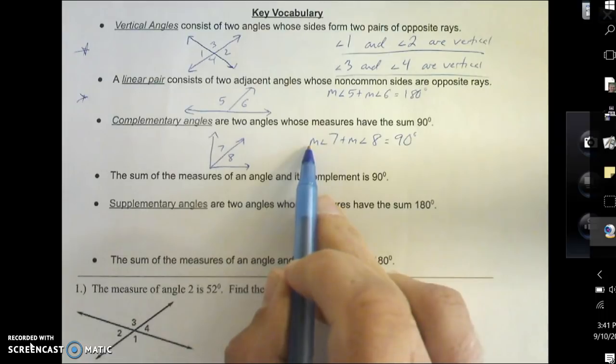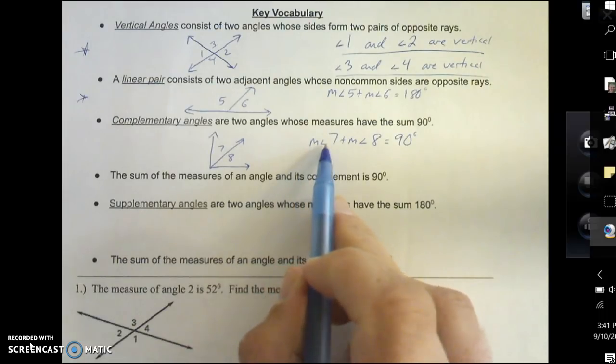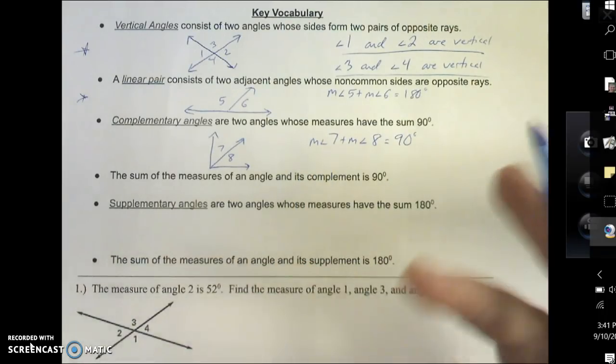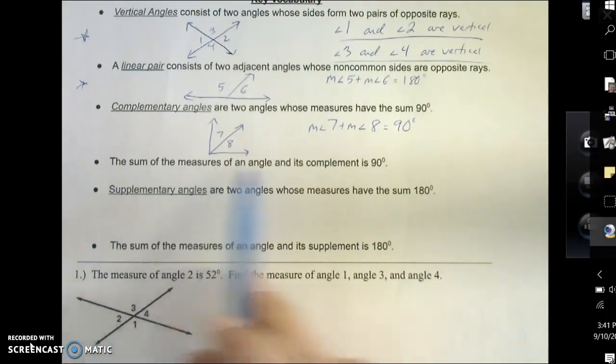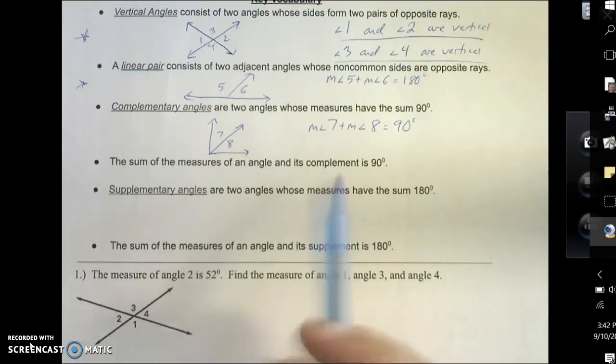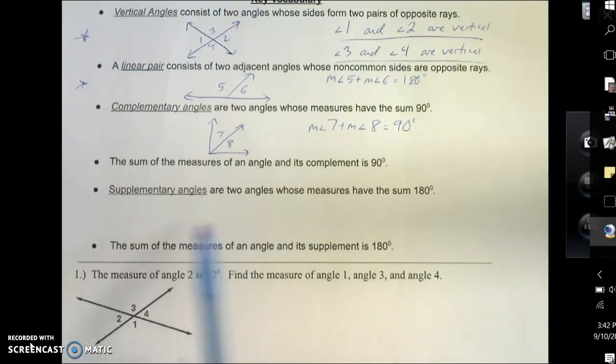You'll notice I have a little m here. That stands for measure. You'll notice I have a little tiny angle here. It just stands for angle. Okay, it's just a symbol to show what it is. The sum of the measures of an angle and its complement is 90 degrees. Okay, so if you hear the word complement, typically that stands for 90.